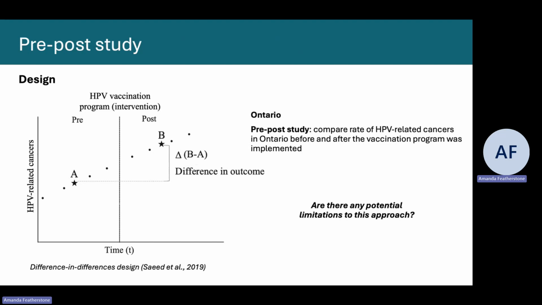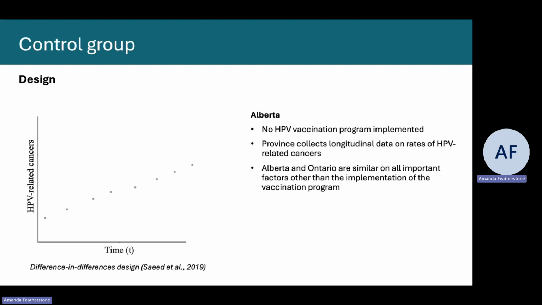To mitigate this, we would need to include a control group. In this hypothetical example, we could consider the province of Alberta, where perhaps no HPV vaccination program was implemented. However, there was available data on rates of HPV-related cancers. In order for Alberta to act as an appropriate control group in this case, the two provinces need to be considered similar on all important factors other than the implementation of the vaccination program.